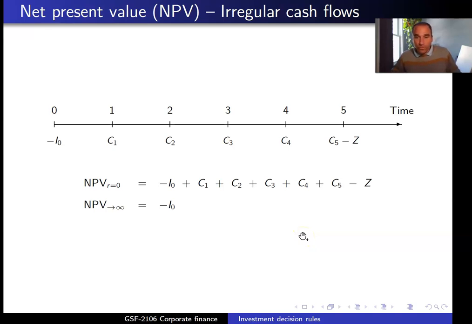Good. So when the interest rate is equal to 0, what is the net present value of the project? It is the sum of all cash flows, including the subtraction of Z. When the interest rate goes to infinity, it's simply minus the investment.